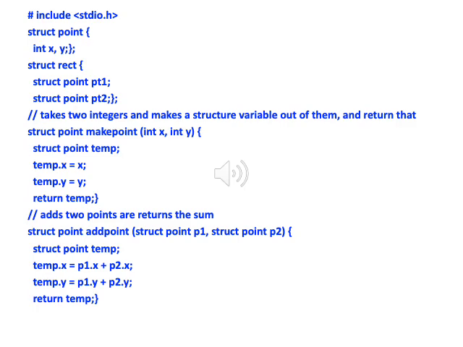Now we are ready to return it. So so far we have two different functions. One takes two integers and makes a point out of them, which it returns. The second function takes two points, adds them, and then returns the sum.